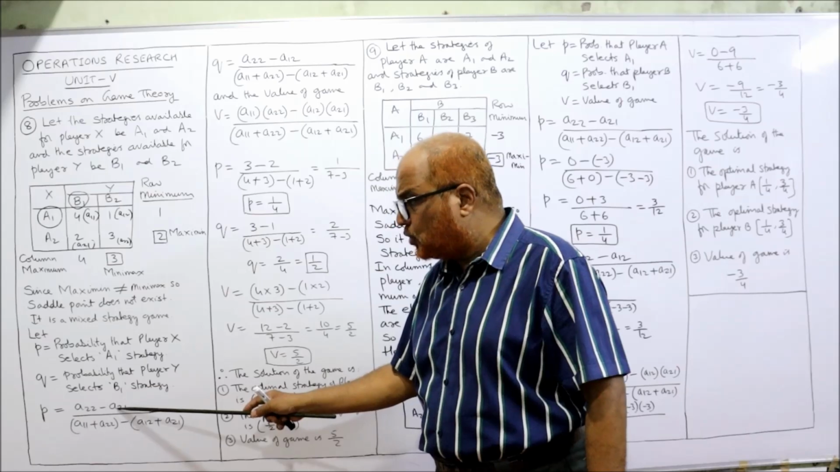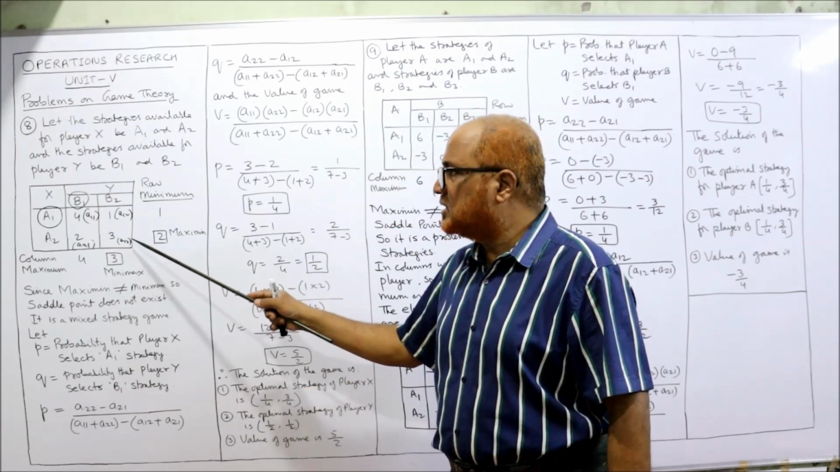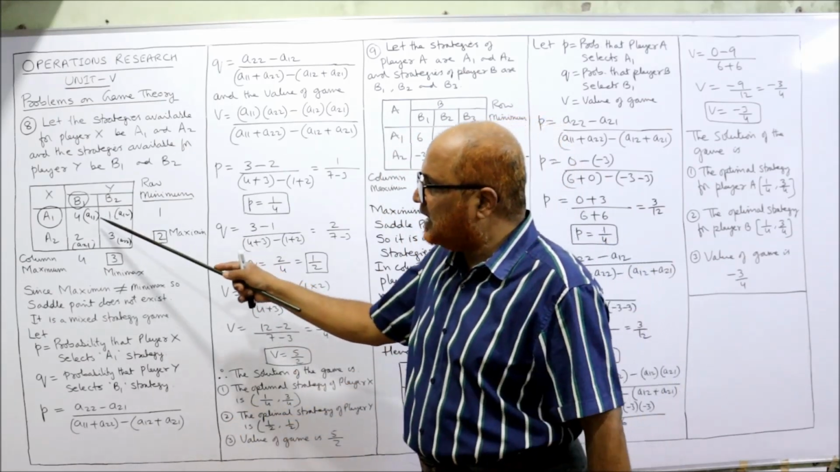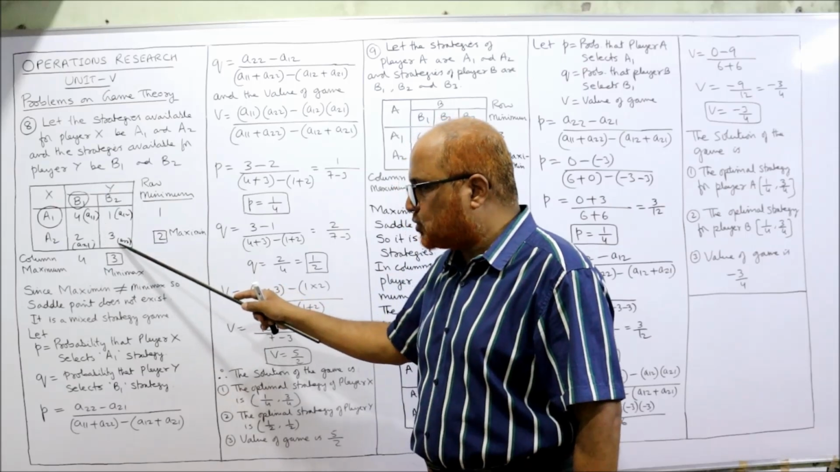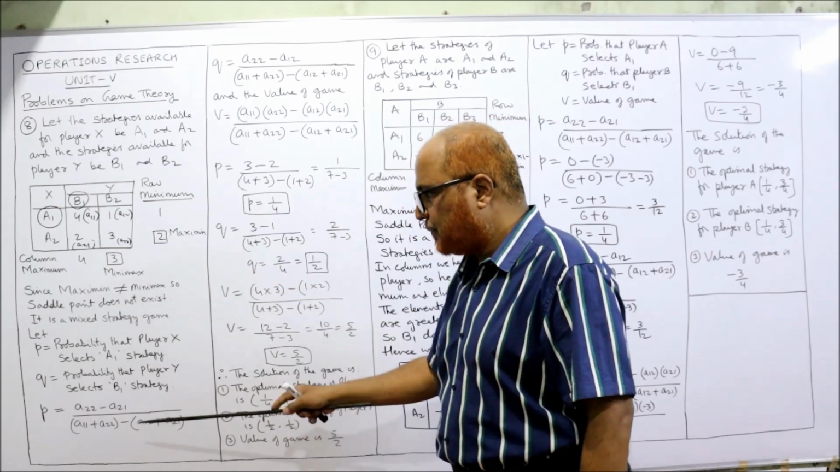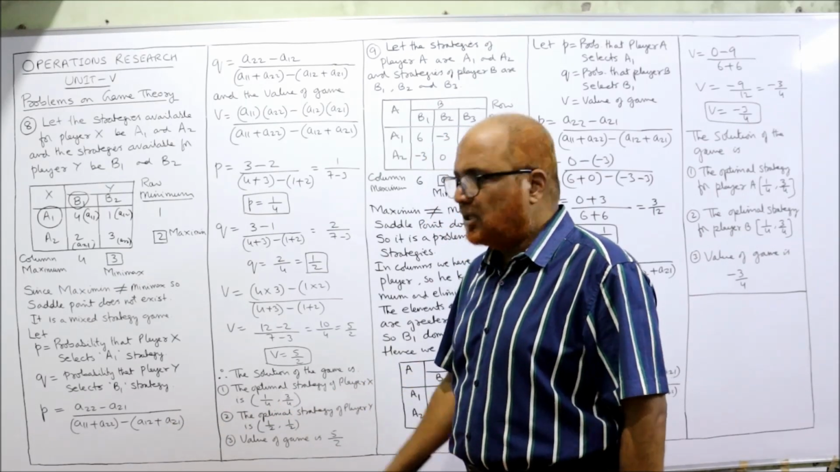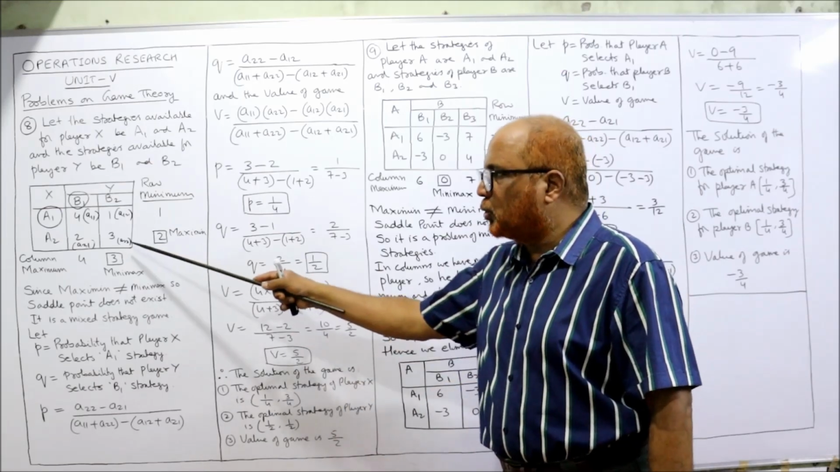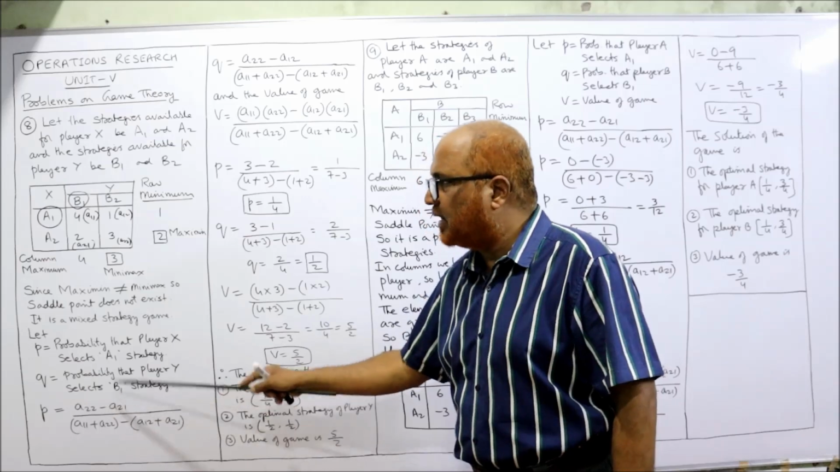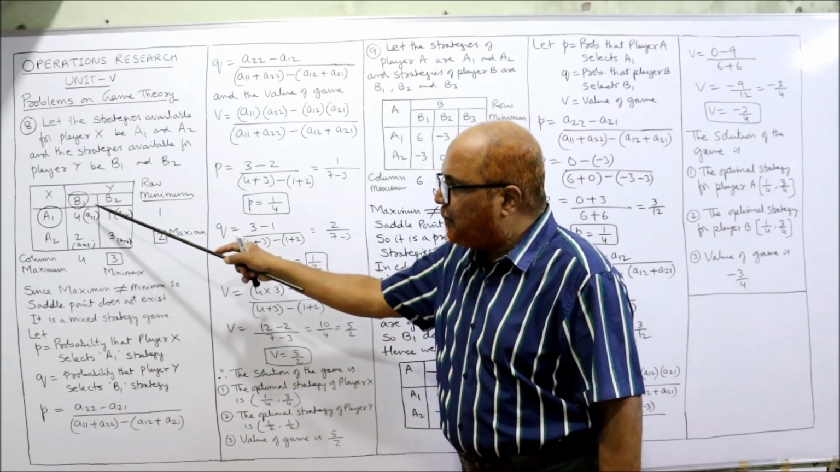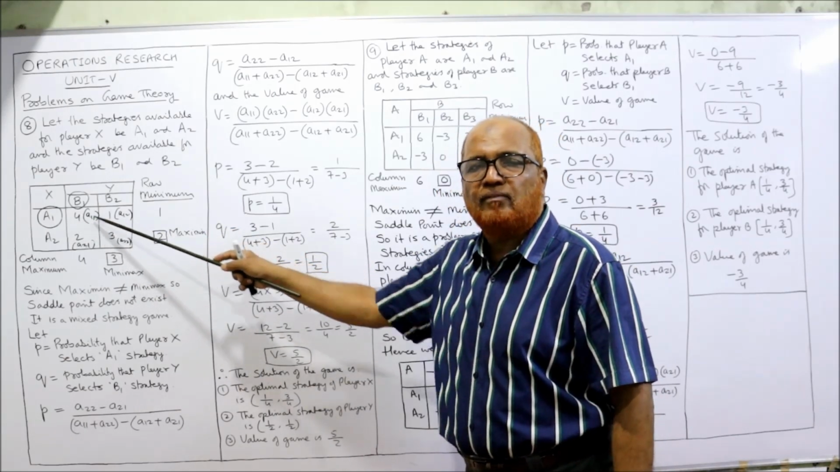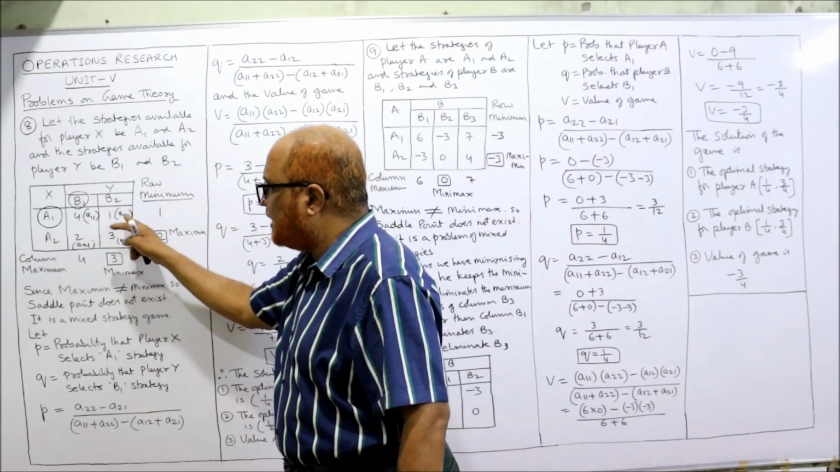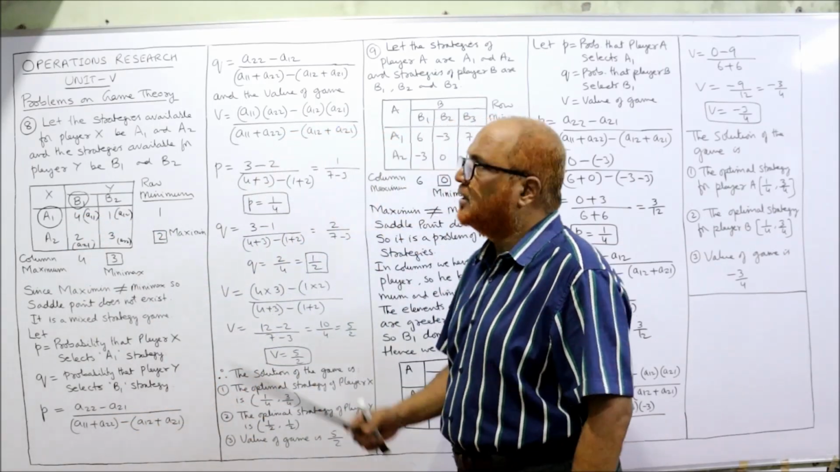Now here, A22 minus A21. Right? Denominator is A11 plus A22 minus A12 plus A21. So again I repeat, if you want P, the probability that player X will select A1, P is equal to A22 minus A21 divided by (A11 plus A22) minus (A12 plus A21). Diagonally you take A11 plus A22 in a bracket, then minus A12 plus A21. So this diagonal and this diagonal, right? P completed.